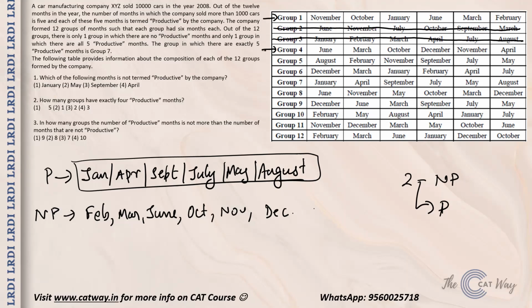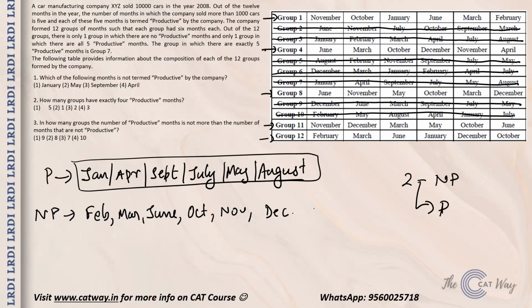Talk about group 5. So group 5 has what? It has September and it has July. So group 5 can never be the one which is non-productive. And similarly, what we will find is that there are only group 1, 4, 8, 11 and 12 which have the possibility of being entirely non-productive. The remaining groups definitely contain one productive month.